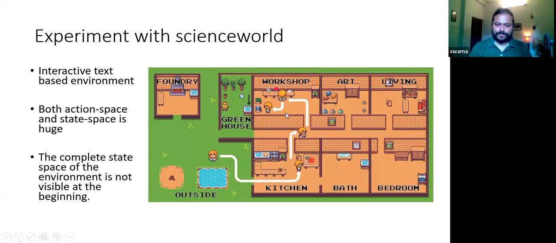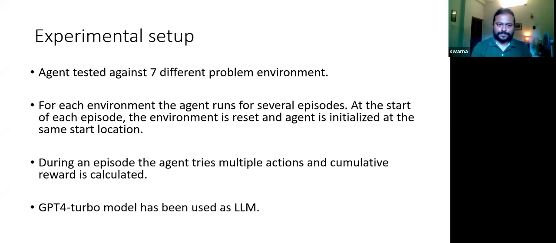So the experimental environment, I already explained, is an interactive environment with a huge state space size. It's not visible at the beginning. So I tested the agent against 7 different problems. For each environment, the agent runs for several episodes. In each episode, the agent is initialized at the start location in the hallway, and the whole search process proceeds from that initial position. After the agent tries multiple actions, the rewards are added together and the cumulative reward is calculated, and it serves as the metric for measuring the performance of the agent.